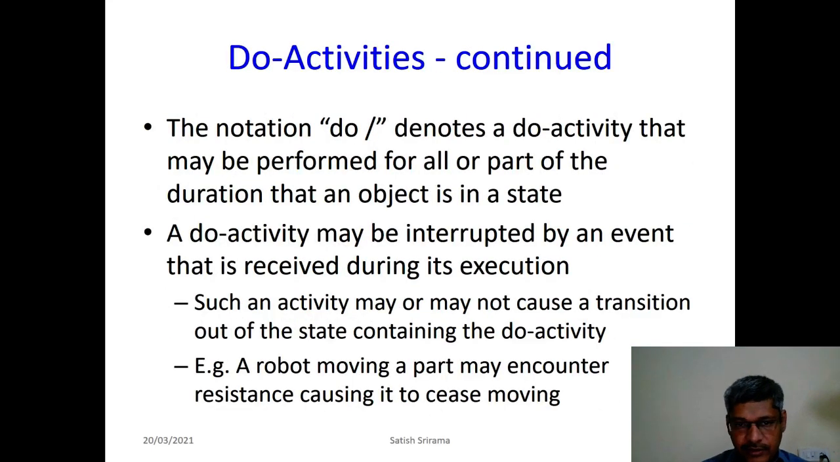The notation we have already seen: do slash denotes the do activity, which may be performed for all or part of the duration that an object is in its particular state. That's the example which I have given earlier as well. If it is a continuous activity, then it will be running until you are in that particular state, that is, the printer jam state.